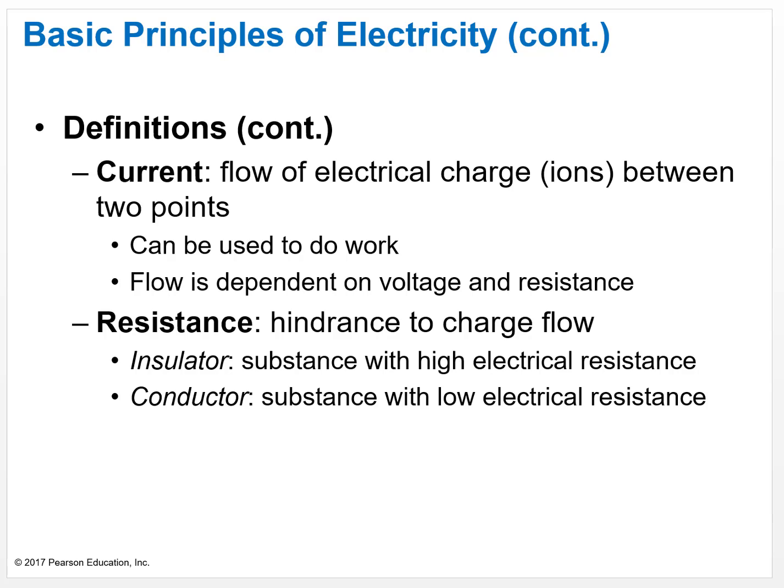So that flow is going to be dependent on voltage. Okay, it's also going to be dependent on resistance. And resistance is just that, a hindrance or resistance to that charge being allowed to flow. Now, we can have things that are excellent conductors, like the copper wires in your house, okay, to flow electrical, and also those lovely little neurons you have.